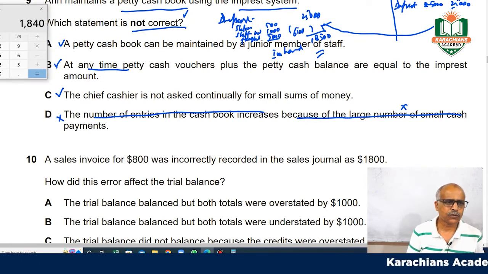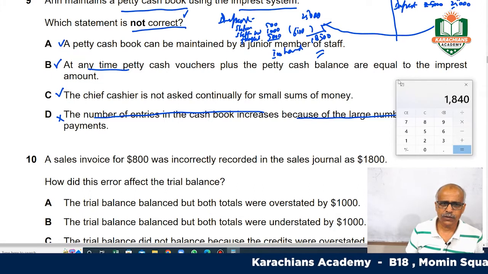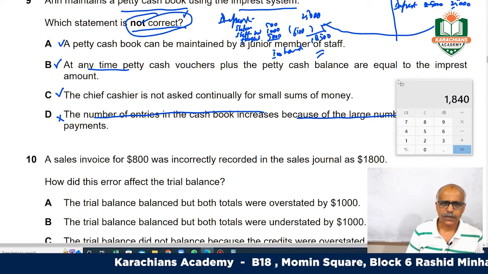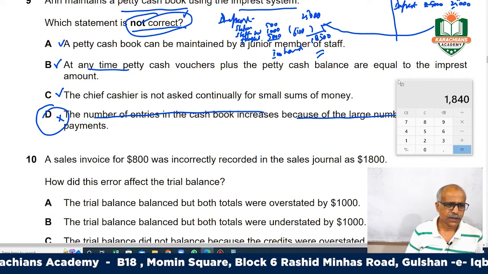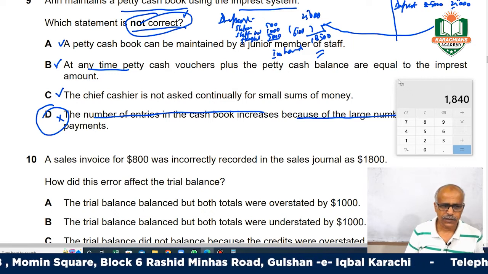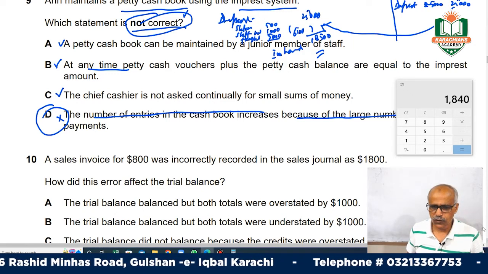And what we were supposed to select is the incorrect one. So the incorrect one is D. So your answer is D for question number 9. Move on to question number 10.